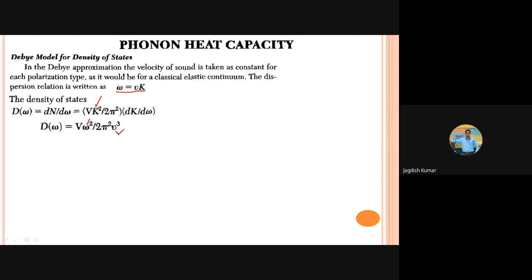There is a v square going in the denominator, but then we have to take dk over d omega. Or let us take d omega over dk. So d omega over dk from this graph will be v, correct? So dk over d omega will be 1 over v. That's why this v cube is sitting here. Rest, all the things are exactly the same way.